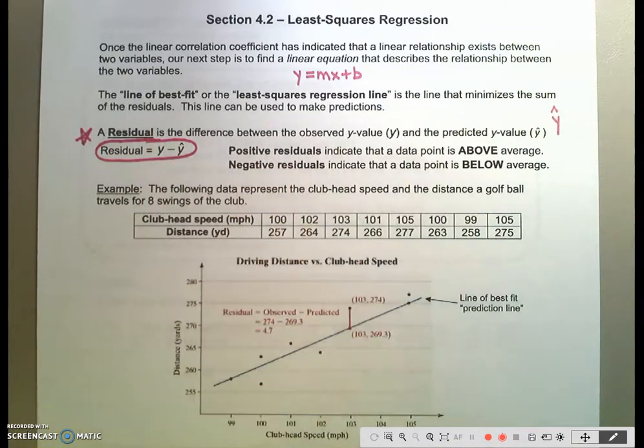If your residual is positive, it means that your data point is above average. Your data point actually turned out to be bigger than what you predicted it was going to be. If your residual is negative, it would indicate that what actually happened was smaller than what you predicted was going to happen. So it gives you a little bit of feel that way.